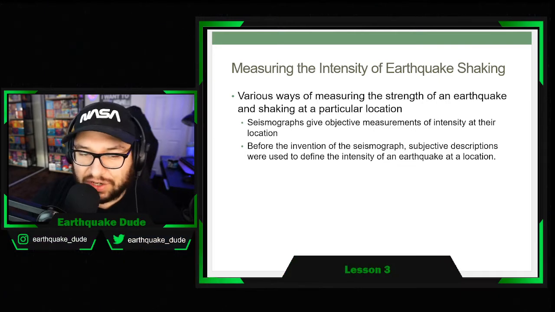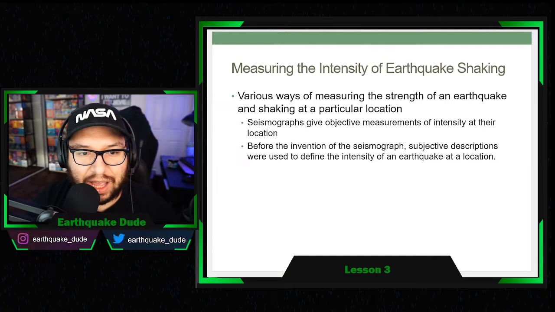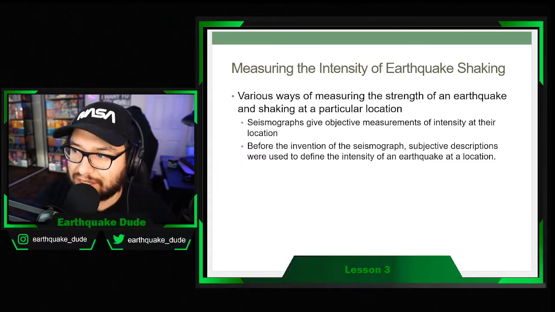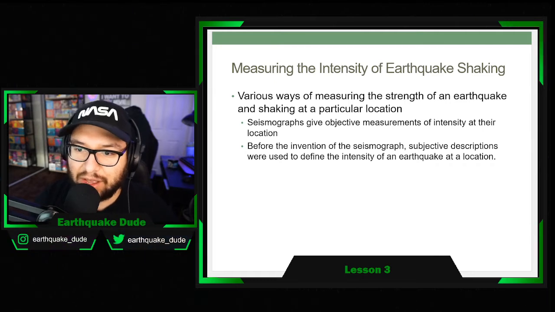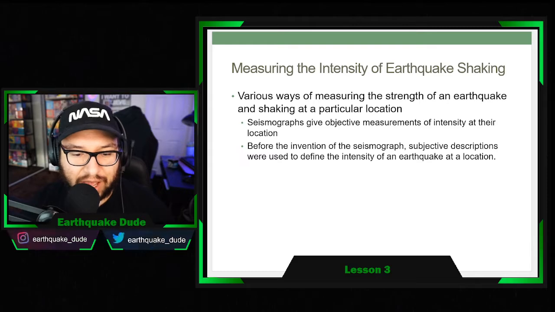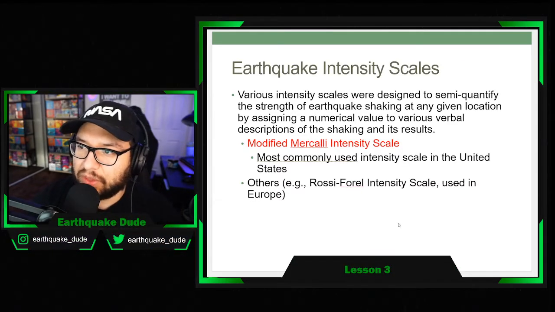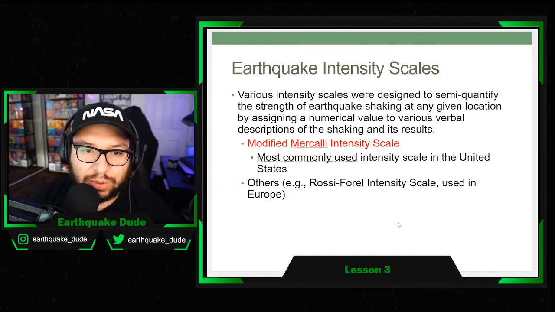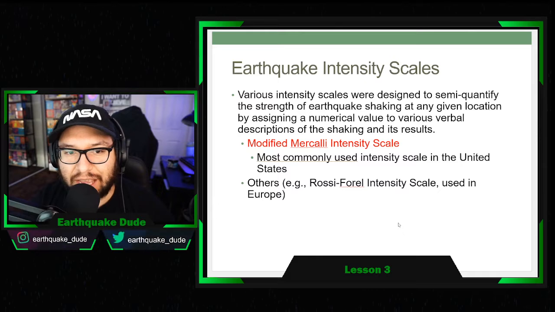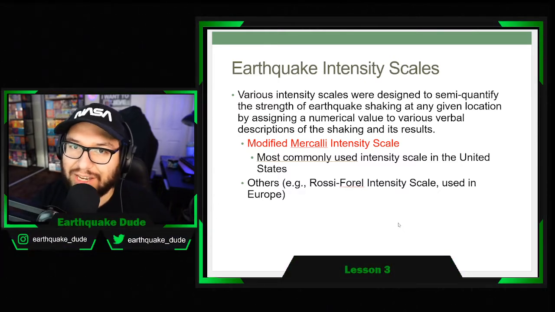But before the invention of the seismograph, subjective descriptions were used to define the intensity of an earthquake at a specific location. And that's what we're going to be focusing on today: this subjective description and the scale called the Modified Mercalli scale. Various earthquake intensity scales were designed to semi-quantify the strength of earthquake shaking at any given location by assigning a numerical value to various verbal descriptions of the shaking and its results.